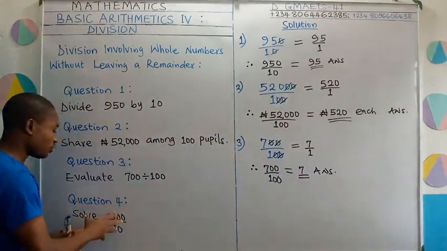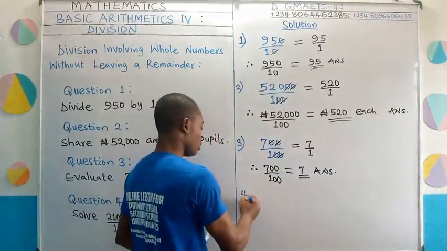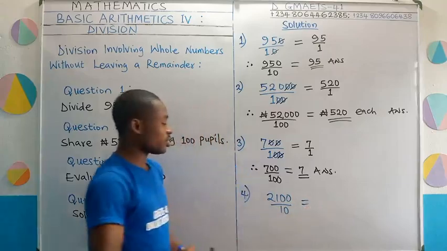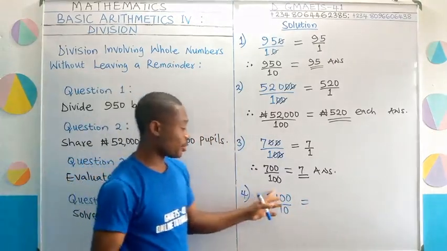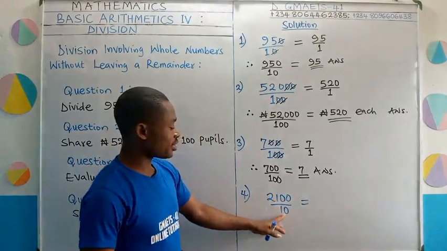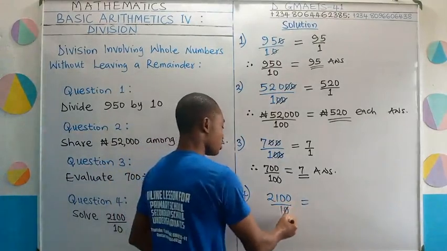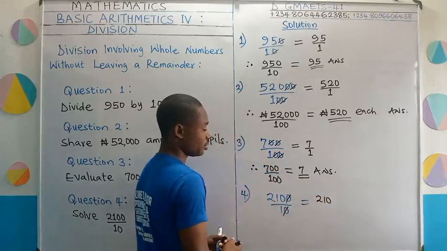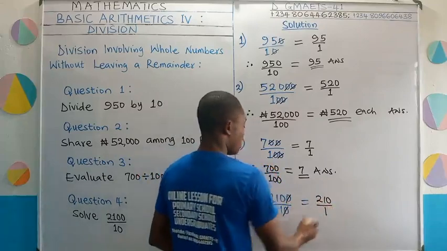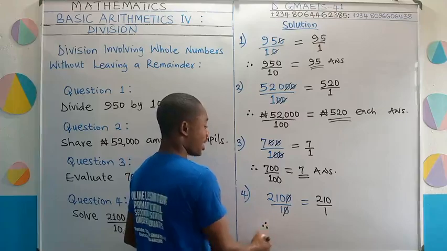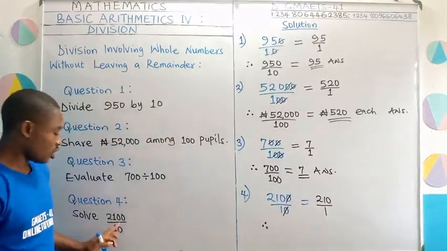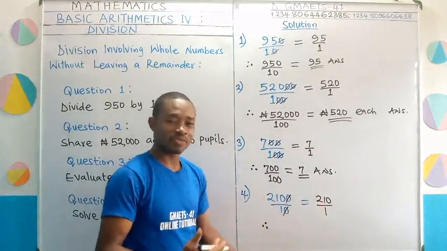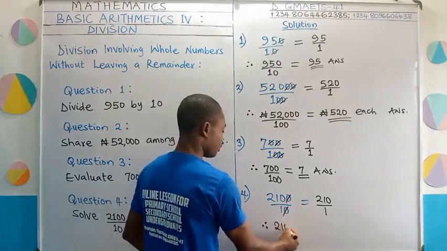Question number 4, we have to solve 2,100 divided by 10. Once again, you will notice that 2,100, the last digit is 0, that's the numerator. The denominator is 10, the last digit is also 0, so you cancel the last digits. This gives us 210 divided by 1, which of course will give us 210. I can conclude, 2,100 divided by 10, the answer is equal to 210 over 1, which of course is the same as 210.